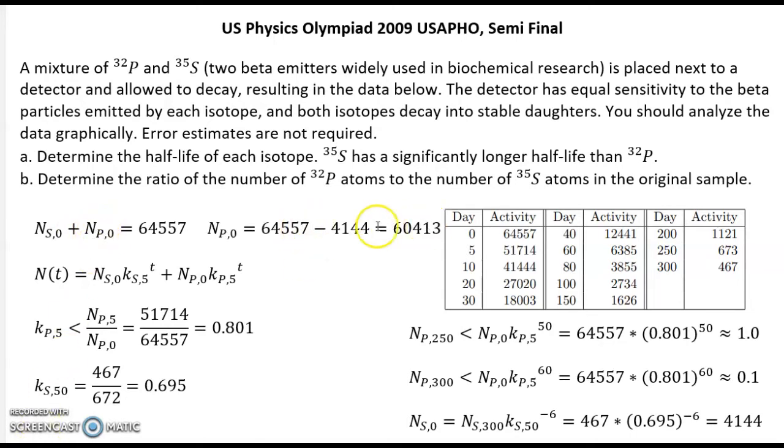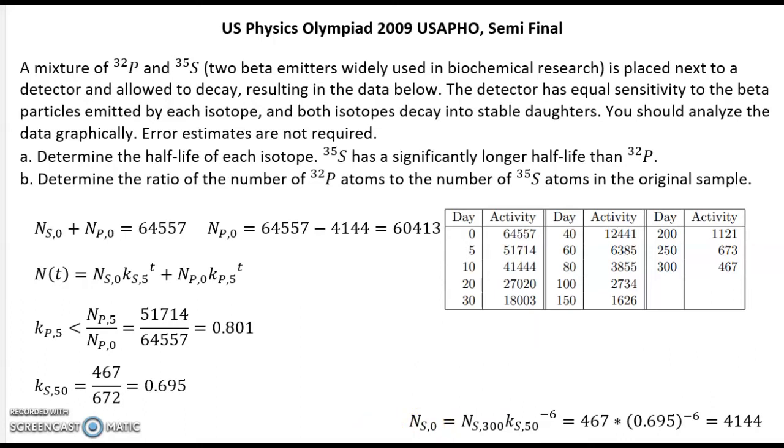That was this one. We just subtract from full activity the activity for element S at day 0. That's 60,413. And also we can find the activity for element P on the 5th day. We just need to count the activity for element S on the 5th day. But to count it, we first need to count the reduction of activity for element S after 5 days.